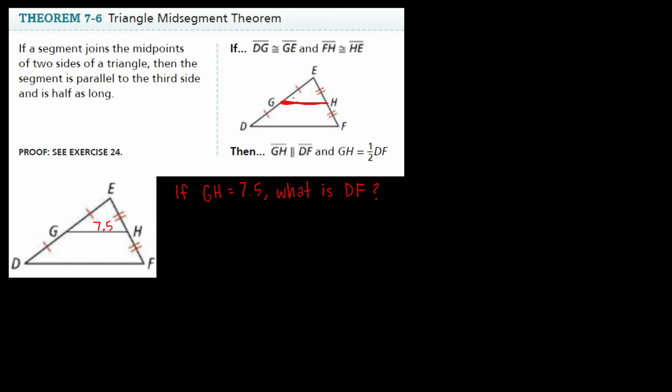then we know that GH is parallel to the base of the triangle. GH is parallel to DF, and it's also half the length of DF. So just using a quick example here, I took that same diagram and I added a side length. If we know that GH in this diagram is 7.5, we can find DF using this triangle midsegment theorem. Because we know GH is half the length of DF, we're going to take that and multiply it by 2, because we know DF is double that length. So 7.5 times 2 is 15. So we know that DF will be 15.